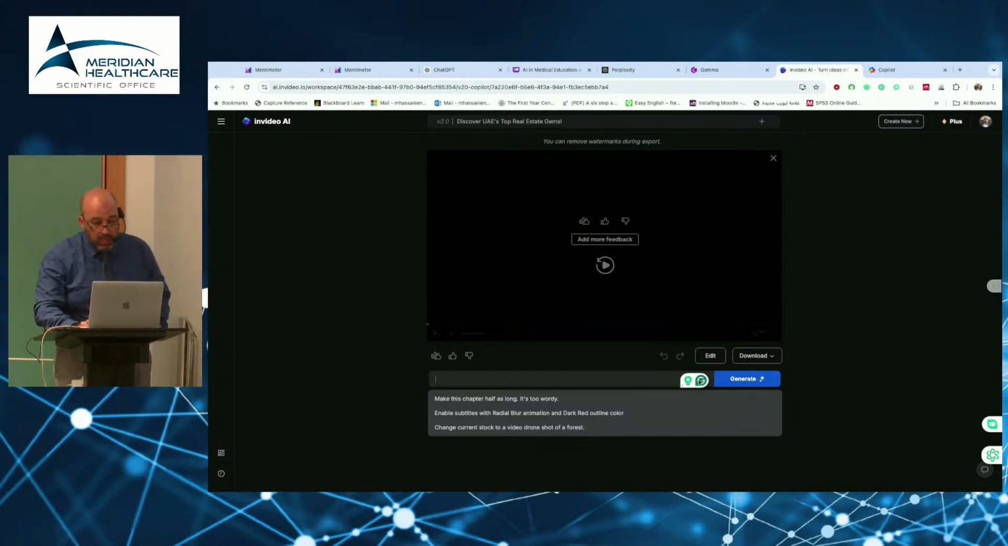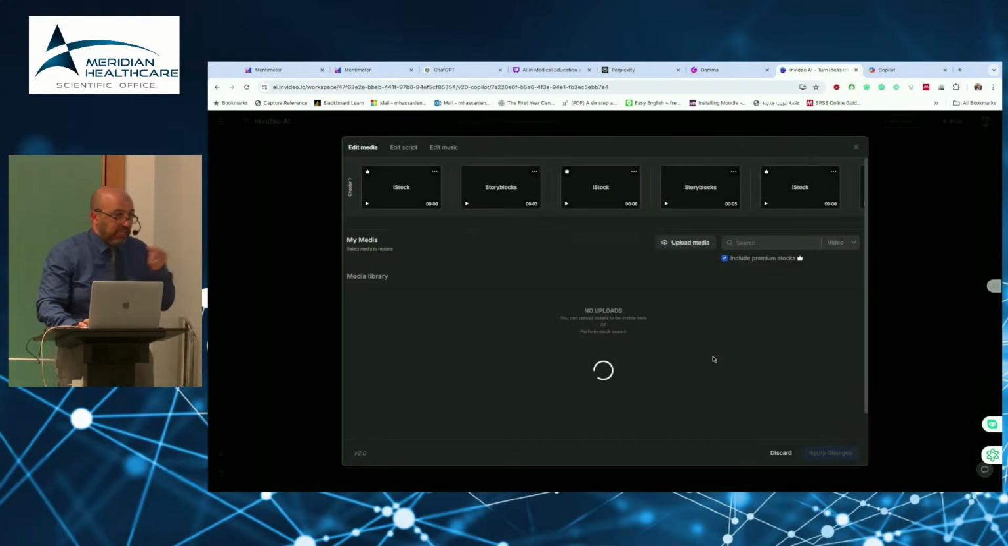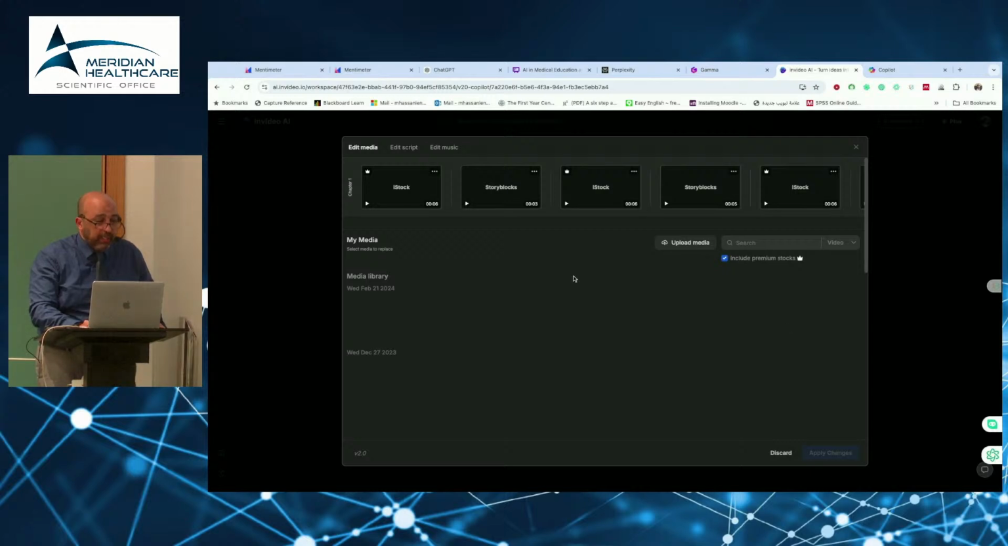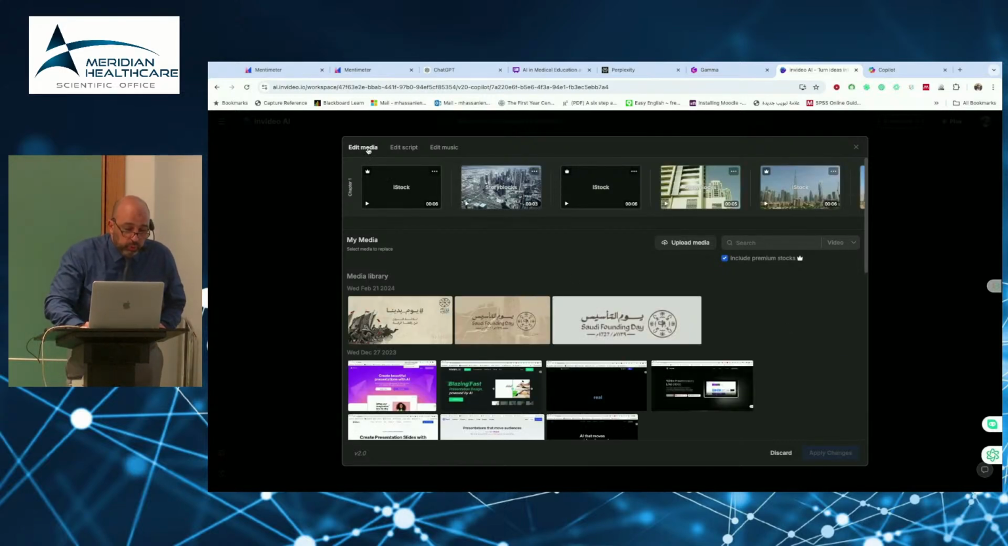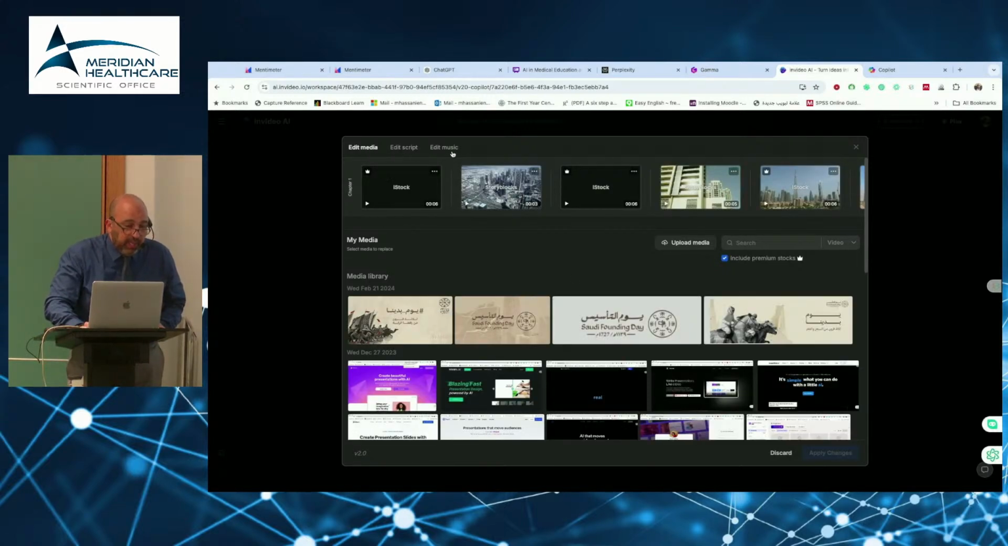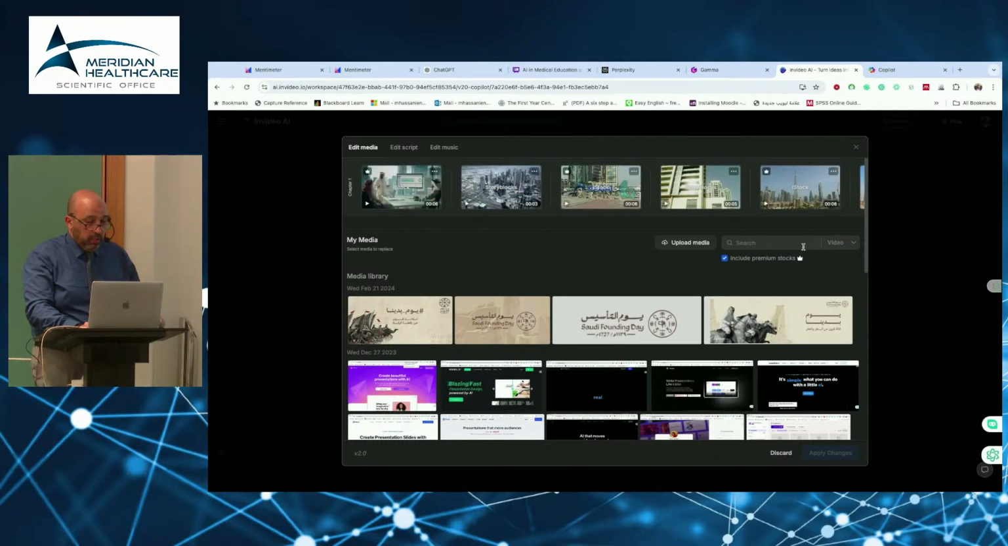So this is one. And also you can edit the script and the scene. Once you press on edit, you will find here to edit the media, edit script, and edit music. For edit media, we have two options. If you have your own image, you can upload it from upload media from here. You can upload your media related, for example, to ICR, and use it to replace. So this is the first one.